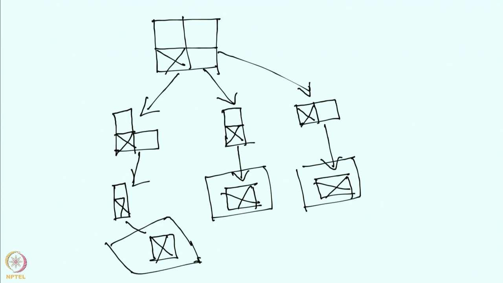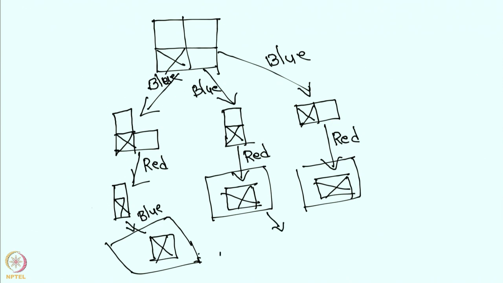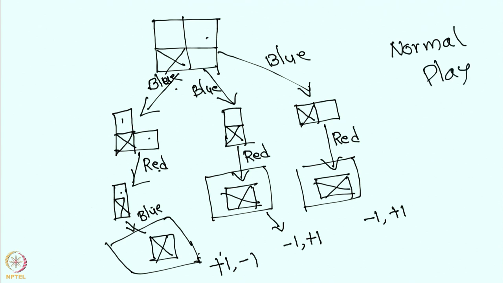If the first choices are by blue, and after this red makes the decision, and here again blue makes the decision. So let us look at it in this case. Here blue is the winner, and here red is the winner, and here again red is the winner. The blue has taken this one, and red has taken one of these, and blue is the last person to take a move, and then red is forced to take the poisonous chocolate, and hence the blue person is the winner. Remember, we are looking at normal play here. So these are the terminal nodes.